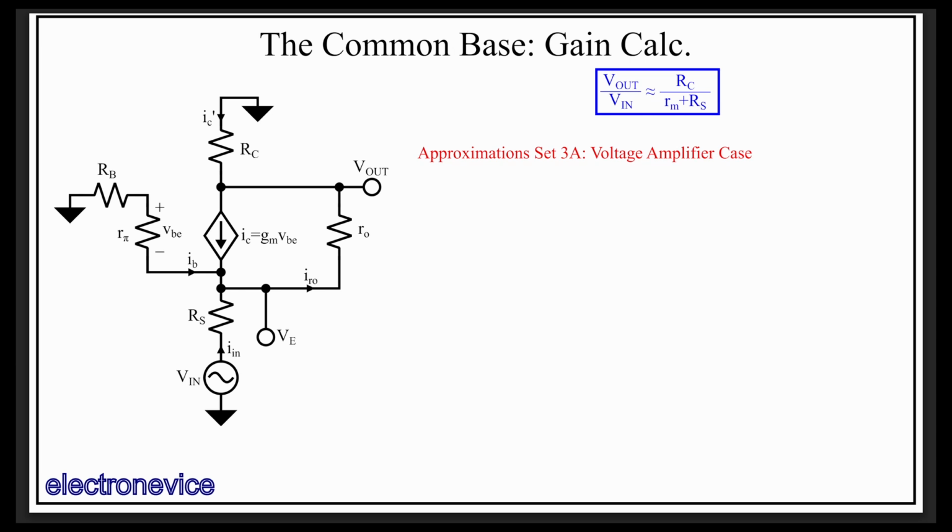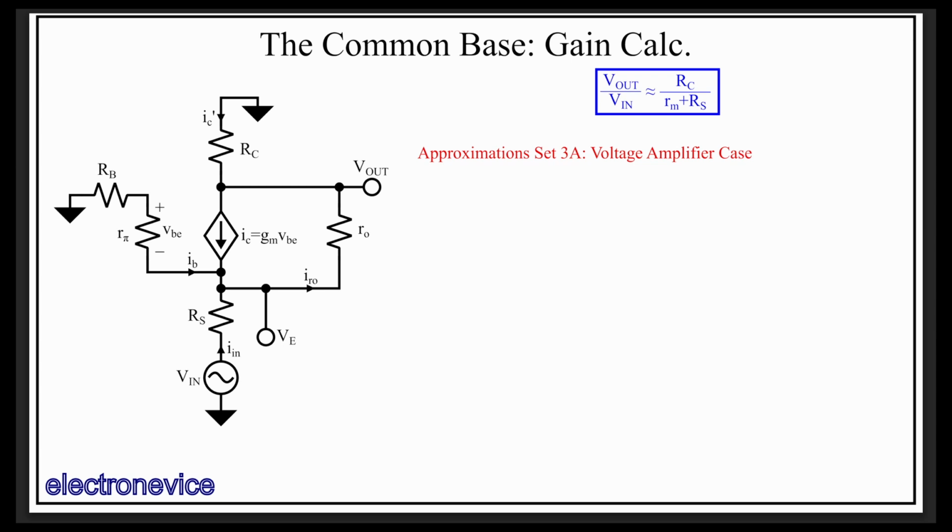Now, at this point, we split the approximation into two paths. As I said before, the common base is more often used as a current buffer. This means that RS would actually be large instead of small, as current sources generally have somewhat higher impedances than voltage sources. We'll show the relationship with a current source later once we've gone through the voltage gain, input impedance, and output impedance. But right now I'm going to show two separate approximations, one with very low RS and one with very high RS. First we'll start with very low RS, which is the voltage amplifier case.